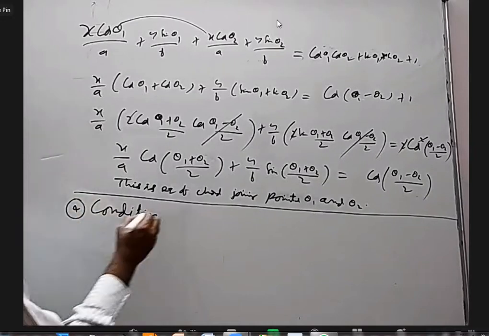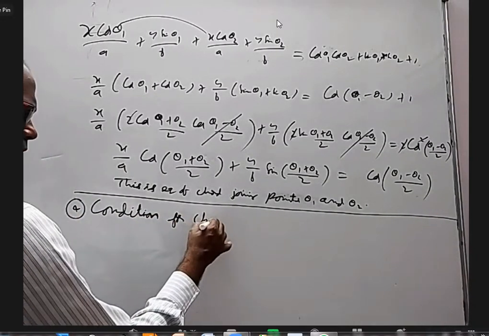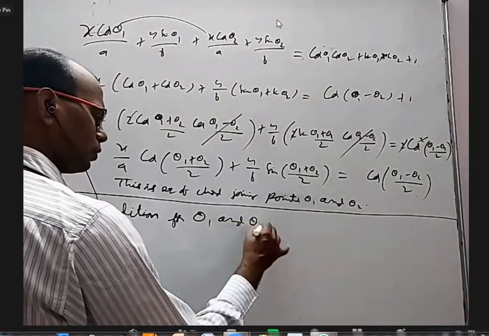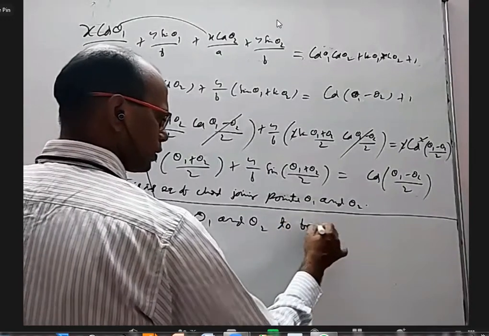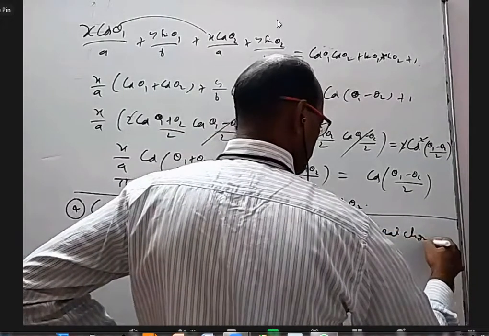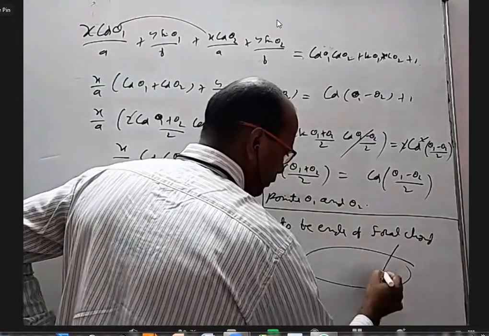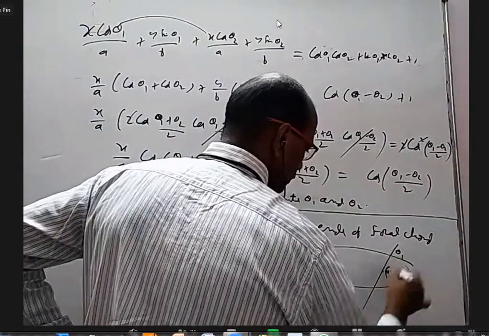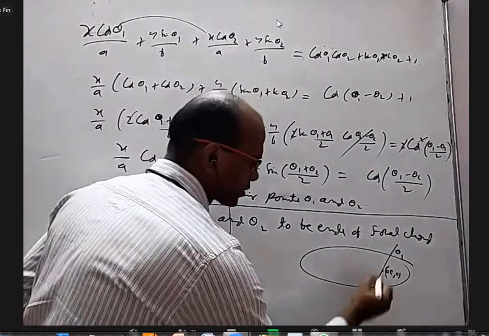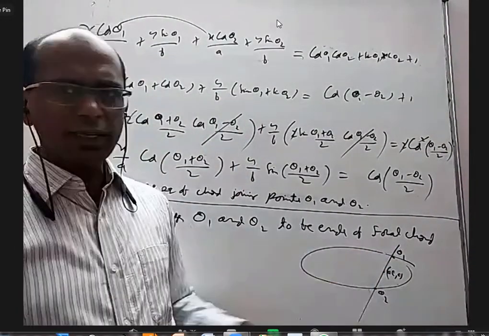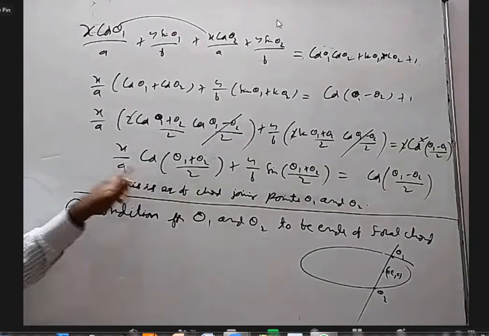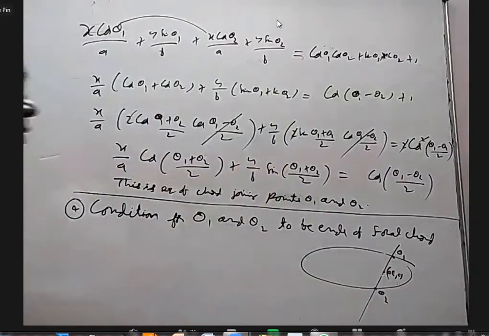The next, fourth point: the condition for theta 1 and theta 2 to be the ends of a focal chord. We have a chord joining theta 1 and theta 2, and it is passing through AE comma 0. Of course, I know 3 points, so I can apply the collinearity condition, but it will be a little lengthy. Instead of that, I already have this formula. What should this chord do now? It should pass through AE comma 0. Substitute, you will get it.